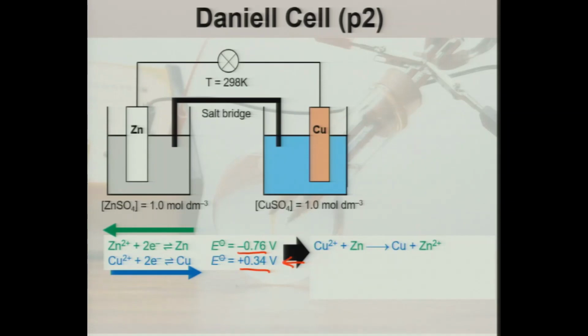It's going to be left to right because if you look at this half equation here, you realize that I already told you it will proceed backwards, meaning zinc will give out electrons.